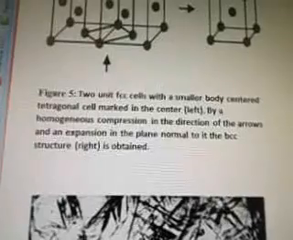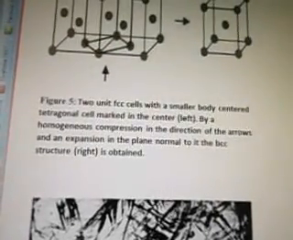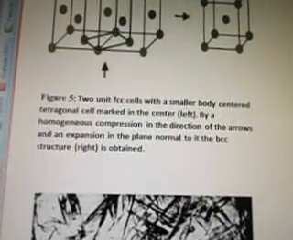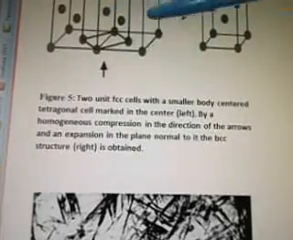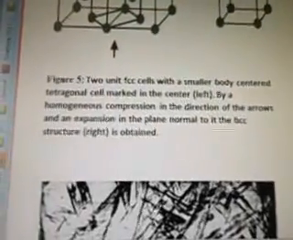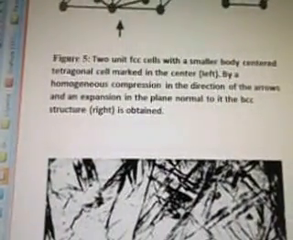in the center. So this is the type of, this is based on the engineering. You want something to sit inside the middle of this area here. The other one's oblong and this one's circular, right? So by a homogeneous compression in the direction of the arrows and an expansion of the plane normal to it, the BCC structure is obtained.